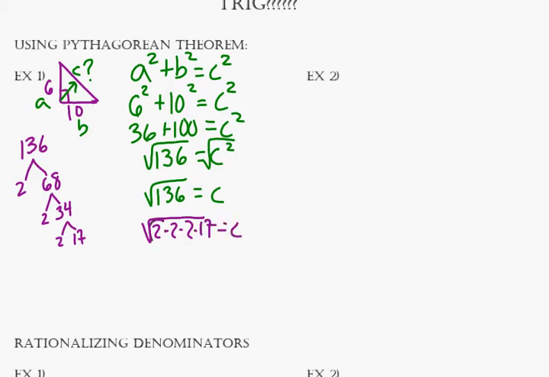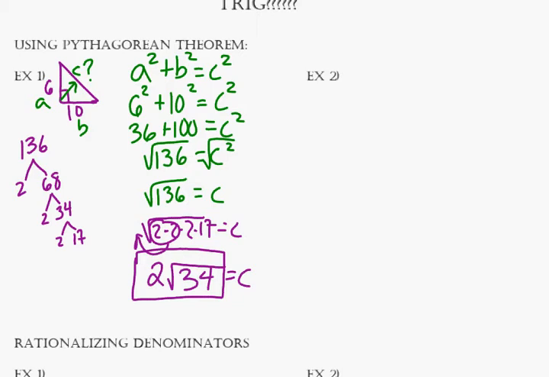If you remember from Algebra 1, I'm allowed to take a pair and pull it out. So this becomes a 2 outside. The 34 is going to stay inside, and that equals c. So the side length, the hypotenuse here, is 2 root 34. And we have to make sure that we reduce those square roots, if at all possible.